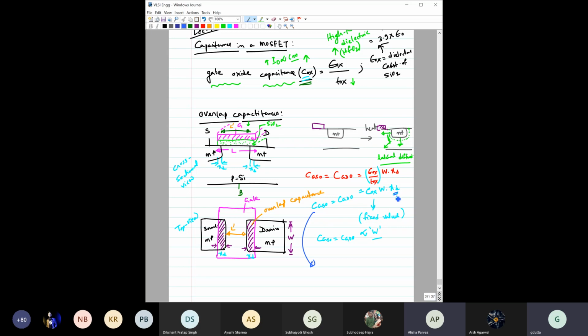So if you know that XD, then we can always write CGD naught equal to C naught into W, where this C naught is equal to COX into XD, right? So if it is so, can you please tell me what would be the unit of C naught?